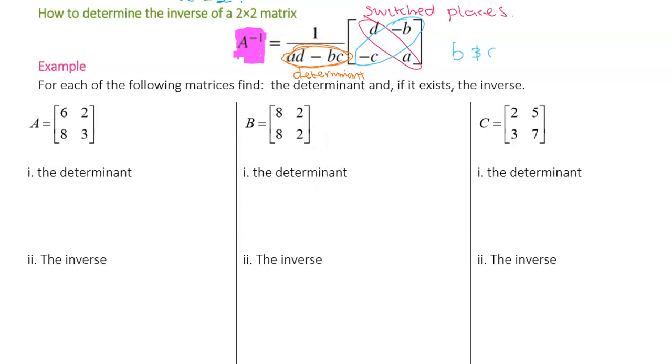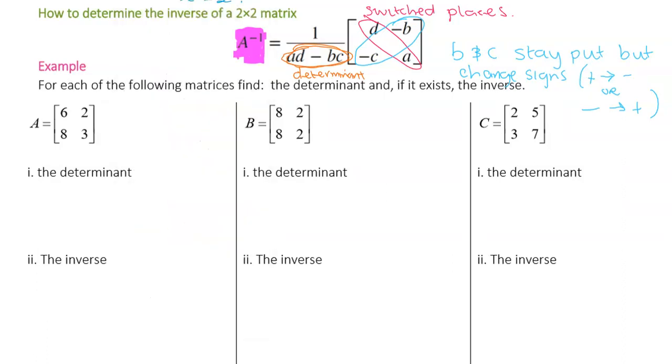So B and C stay put, but change signs. Positive goes to negative, or negative goes to positive. Okay, so let's see how we go with this next example.